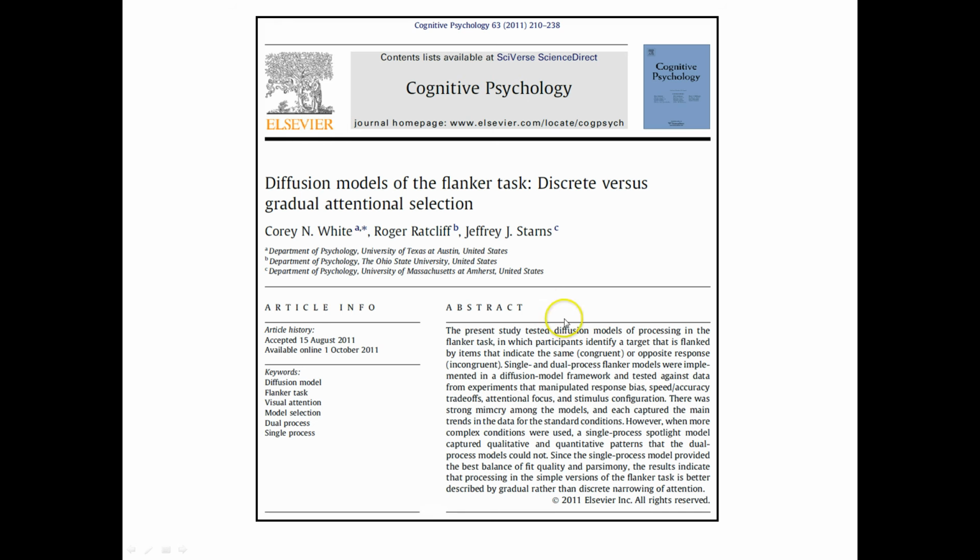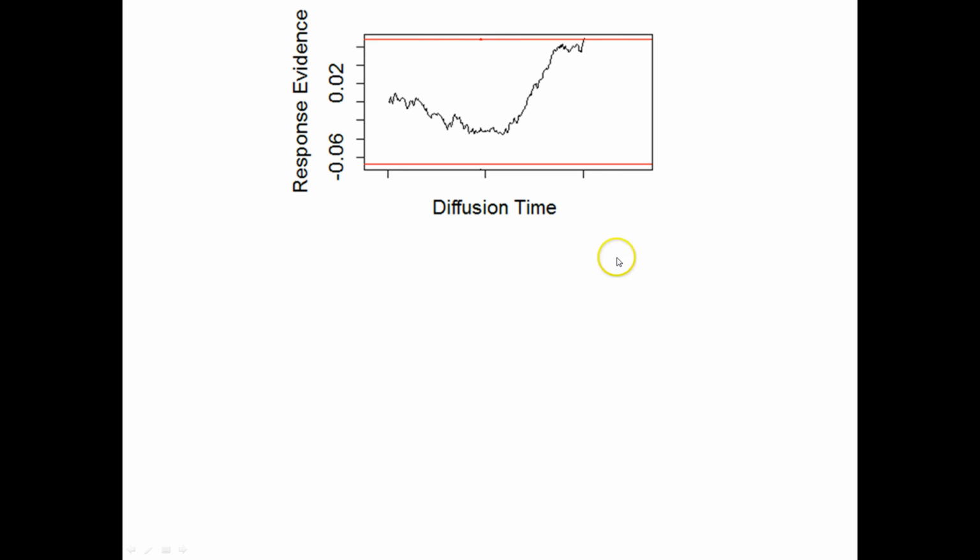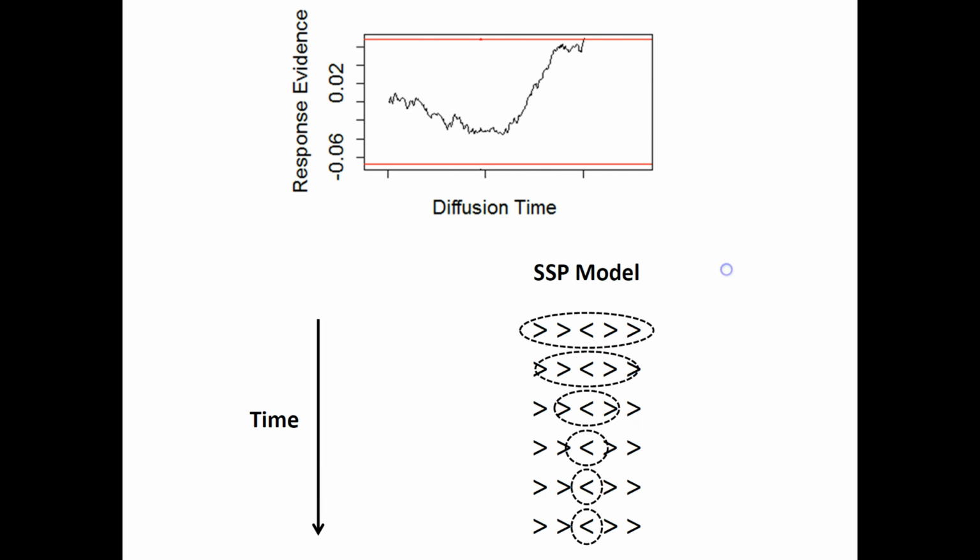The second model that flankr implements is the shrinking spotlight model of White and colleagues, published in Cognitive Psychology 2011. Within this model, response selection is also occurring via a diffusion process where we have the same two response boundaries as before. So a response boundary for a correct response and a response boundary for an incorrect response. However, the dynamics of improvement of this drift rate towards the correct response boundary occurs via a very different process than the dual stage two-phase model of Hubner and colleagues.